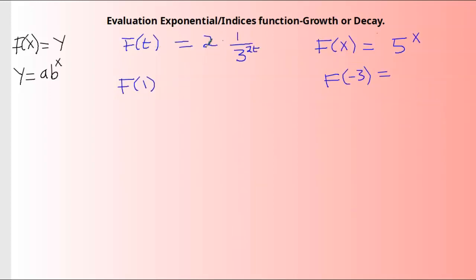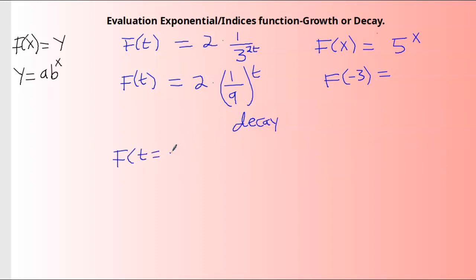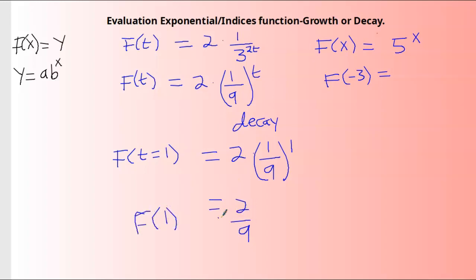Right, so here we have been given f of t is equal to 2 times 1 over 3 squared to the power t, and we are asked to find f of 1. Before we can talk about growth or decay, we have to evaluate this first. 3 squared is 9, and then we can bring all of it here. Here we can talk about this being a decay, because the rate is less than 1. We're looking for f of 1, so wherever we see t, we just replace it with 1, and that makes it even much easier. It's going to be just 2 over 9. So f of 1 is 2 over 9.